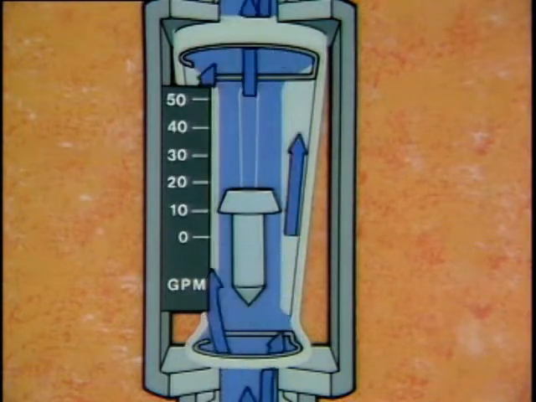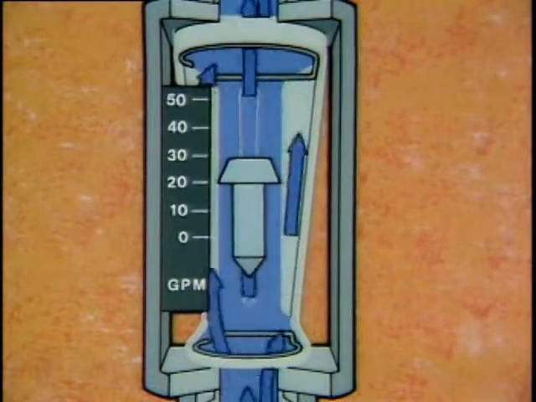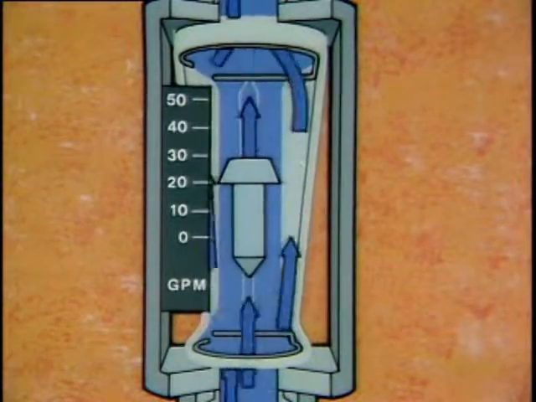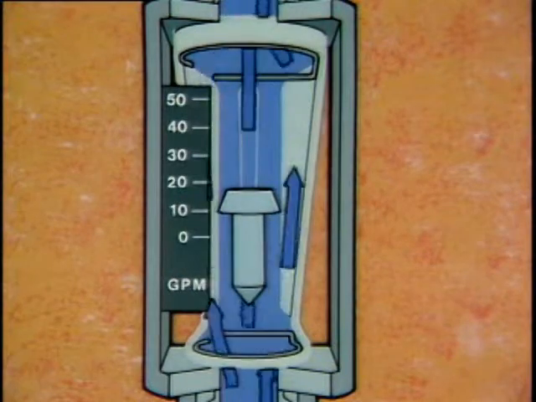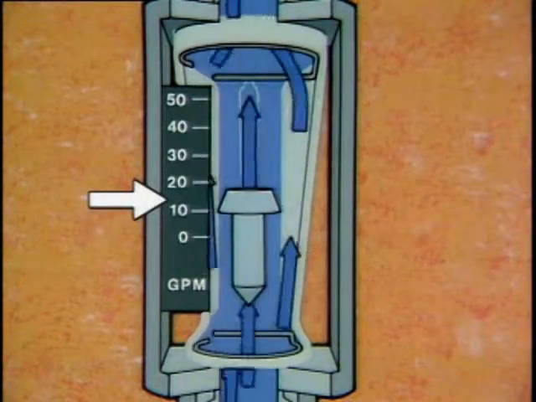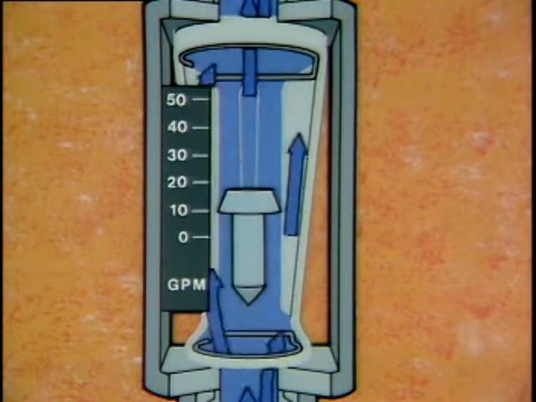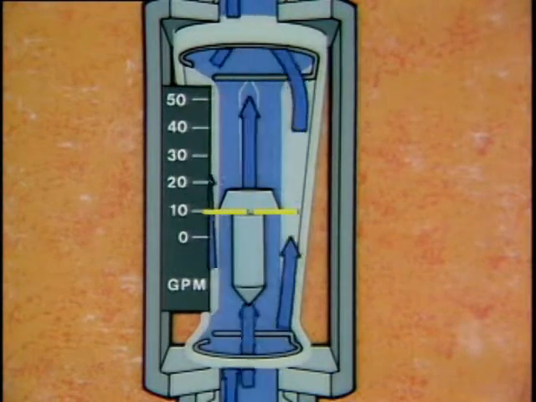The greater the flow rate, the greater the differential pressure and the higher the float rises. If the flow rate decreases, the float drops. The tube has a scale next to it that indicates the rate of flow. Flow rate readings are generally taken at the widest part of the float.